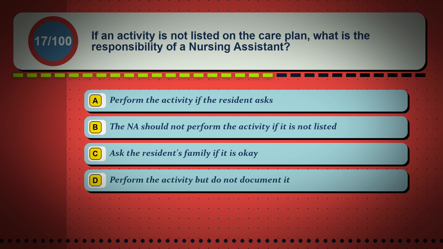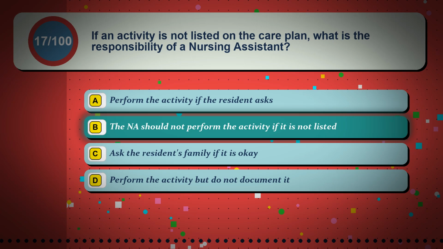Option A. Perform the activity if the resident asks. Option B. The NA should not perform the activity if it is not listed. Option C. Ask the resident's family if it is okay. Option D. Perform the activity but do not document it.